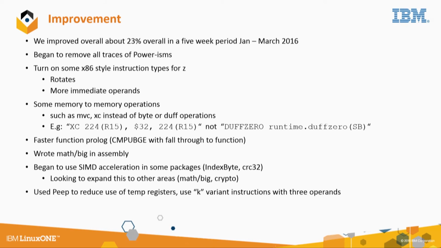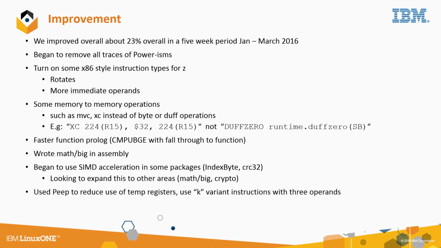We began to remove the Power-isms. We turned on some of the x86 style instructions because they were appropriate for Z. Rotates, move immediates, memory to memory operations like MVC, XC. Got rid of the Duff operations. Have you ever looked at that in the Go code? Duff zero and Duff move. It's a classic old computer sciencey thing. When you don't have good instructions, you can use the Duff style. But we have good instructions, so we got rid of it. We got a better prologue.